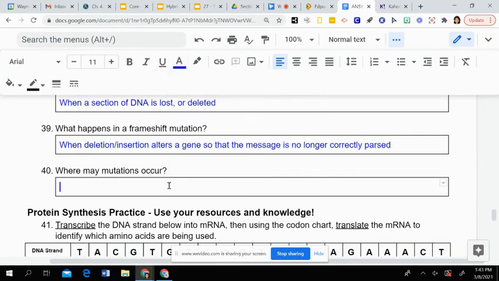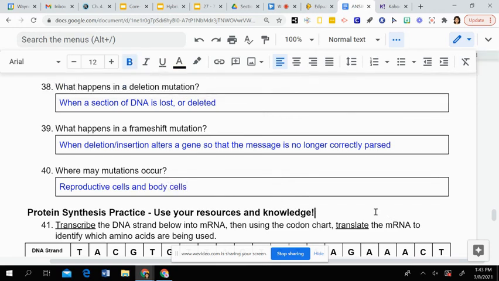And then where can mutations occur? What type of cells can mutations occur on? Allie? Reproductive cells? and body cells. Okay, so a mutation can occur on all different types of cells. If it occurs on a body cell, it's not transferred to the offspring. If it occurs on a reproductive cell, it can be transferred from parent to offspring. All right.